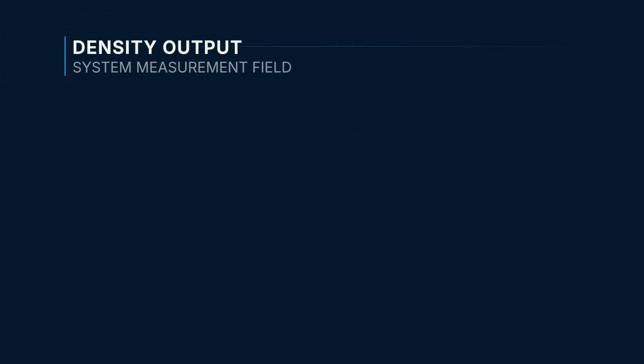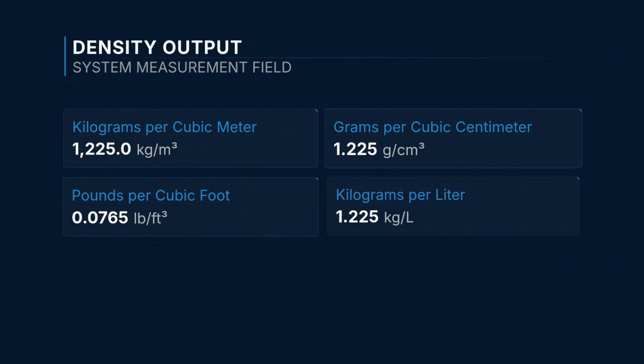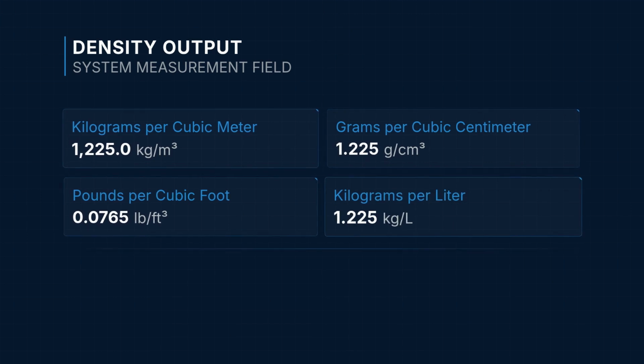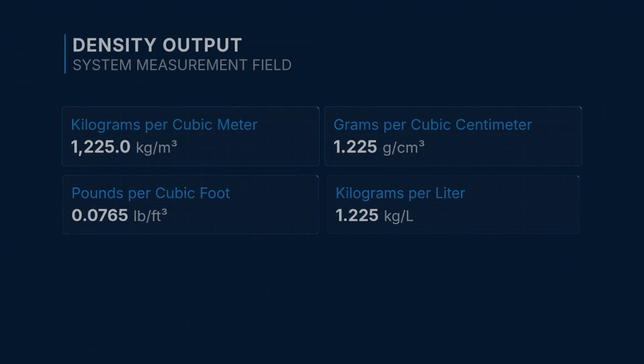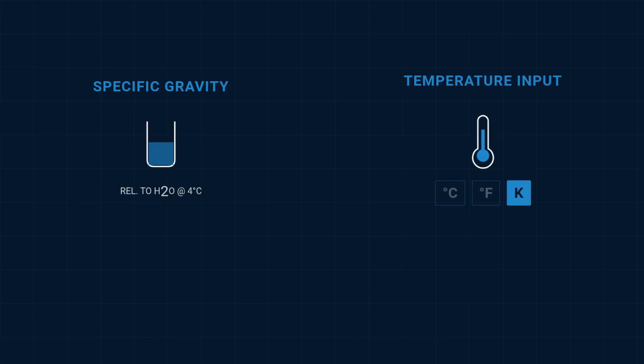The density field displays results in kilograms per cubic meter, grams per cubic centimeter, pounds per cubic foot, or kilograms per liter. There's also a specific gravity field that calculates relative to water at 4 degrees Celsius, and an optional temperature input with Celsius, Fahrenheit, and Kelvin options.